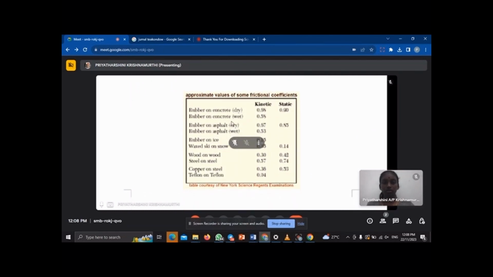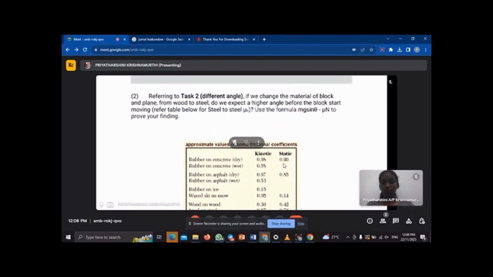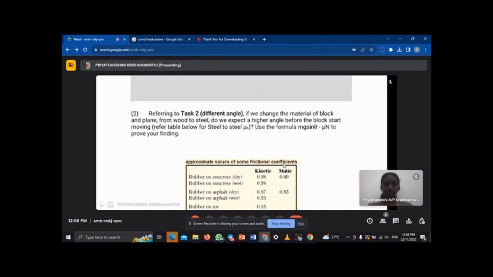From the table given by the experiment, we want to see the highest value. The higher value is 0.74, right? Referring to the table for steel on steel, we use the formula given: mg sin theta minus mu N. Then we work out the answer.